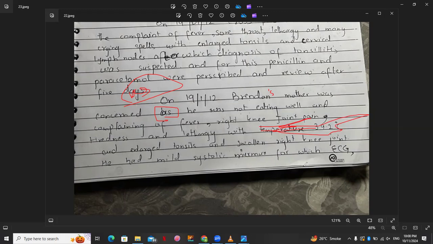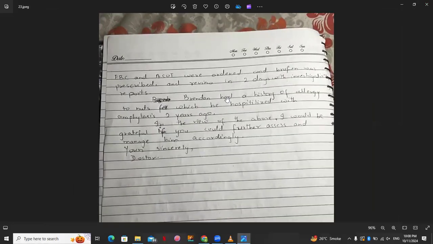And the right tonsil is small in right knee joint. Okay, he had a mild systolic murmur, for which ECG, FBC, and ASOT were ordered, and Brufen was prescribed.